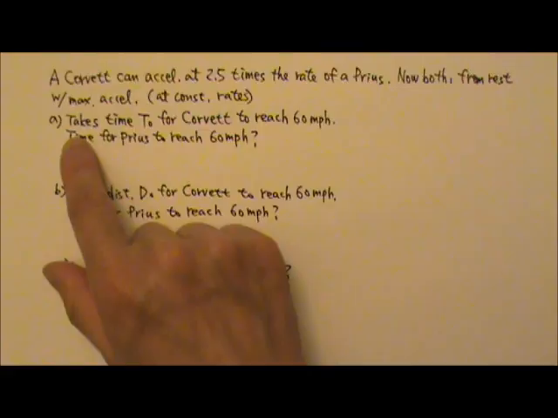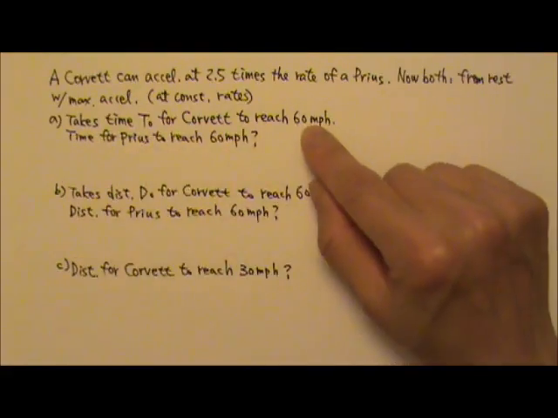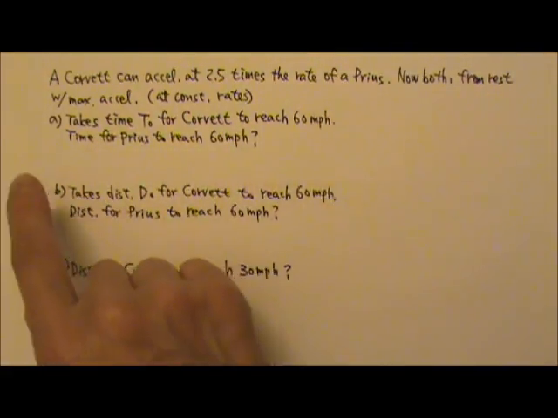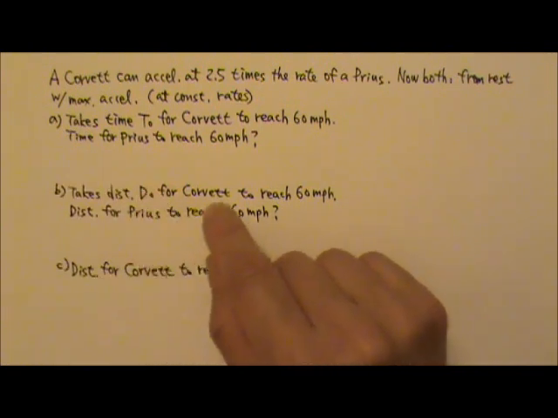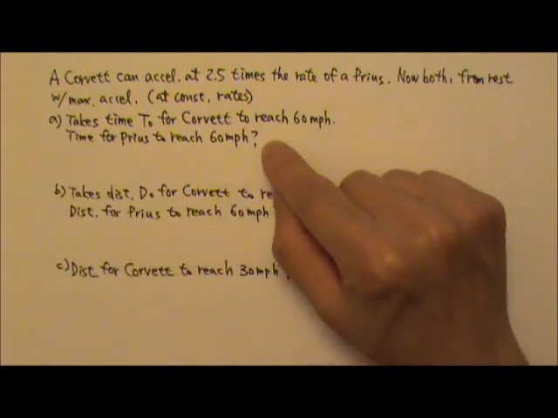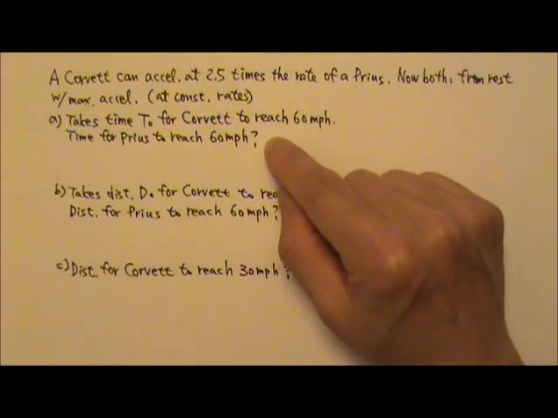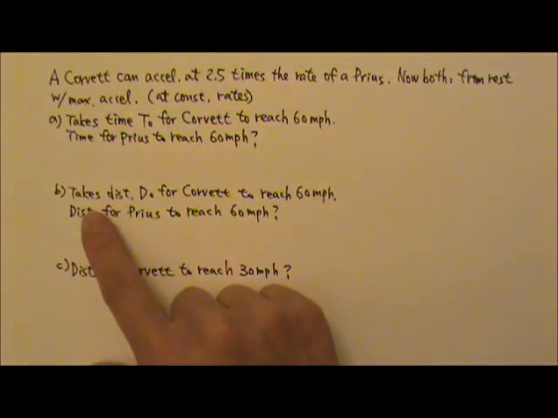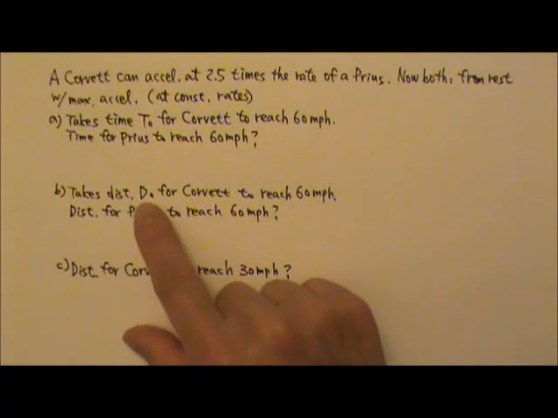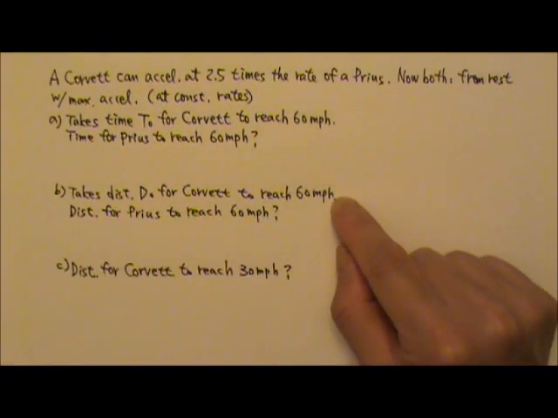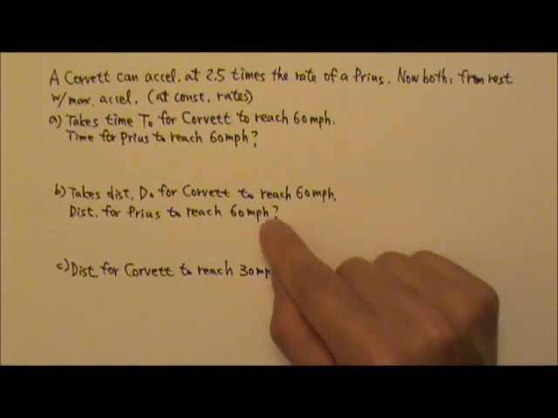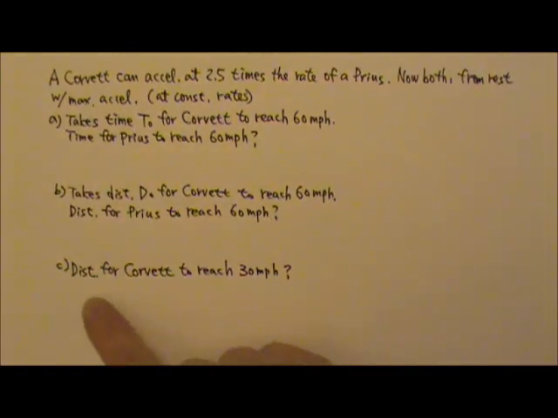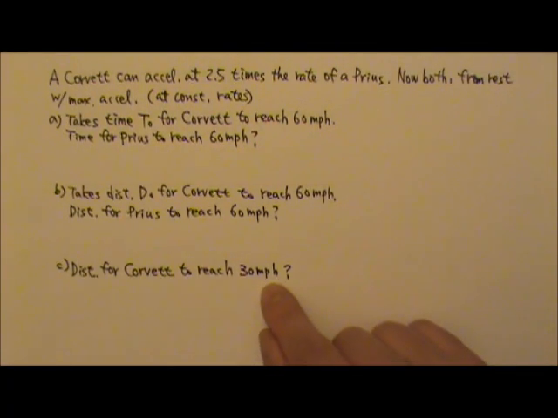Part A, if it takes time t0 for a Corvette to reach 60 miles per hour, how long in terms of t0 does it take for a Prius to reach the same speed? Part B, if it takes a Corvette a distance d0 to reach 60 miles per hour, how far in terms of d0 does it take a Prius to reach the same speed? Part C, how far in terms of d0 does it take the Corvette to reach 30 miles per hour?